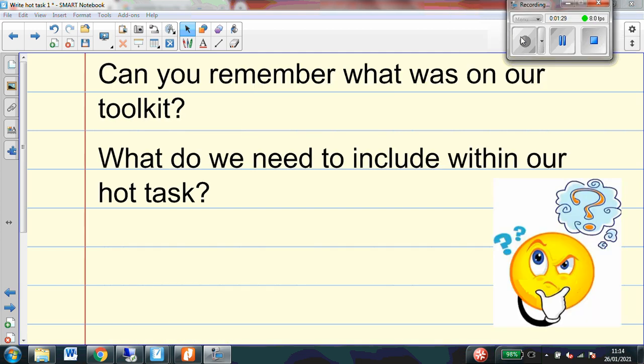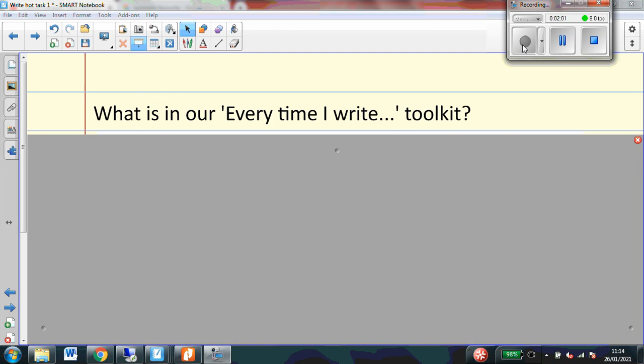Okay, let's have a think then about what was on our toolkit when we are writing a losing tale and what we might need to include within our hot task. So have a think for me now. Can you remember all of those sentence types that we looked at? Pause the video here and see how many things you can remember that we need to include. Okay, let's see how many of them you can remember.